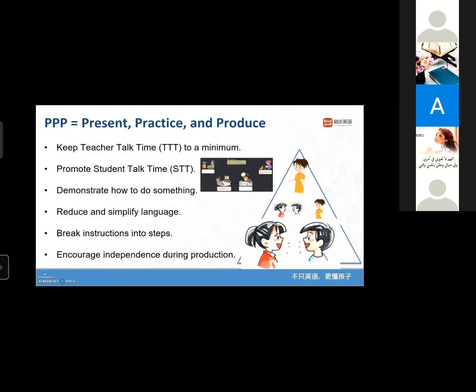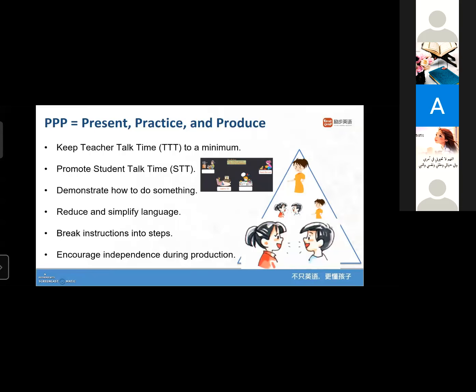Number 3, giving instructions and make steps in giving instructions to students. Encourage them independence during the production. That's to be independent students. Yeah, that's really right. So although the PPP has some cons, we can change it to be more effective.